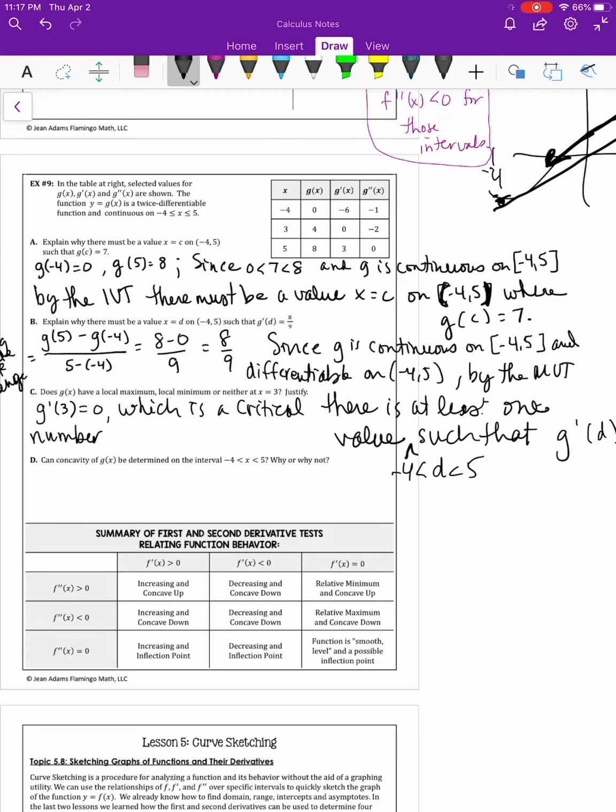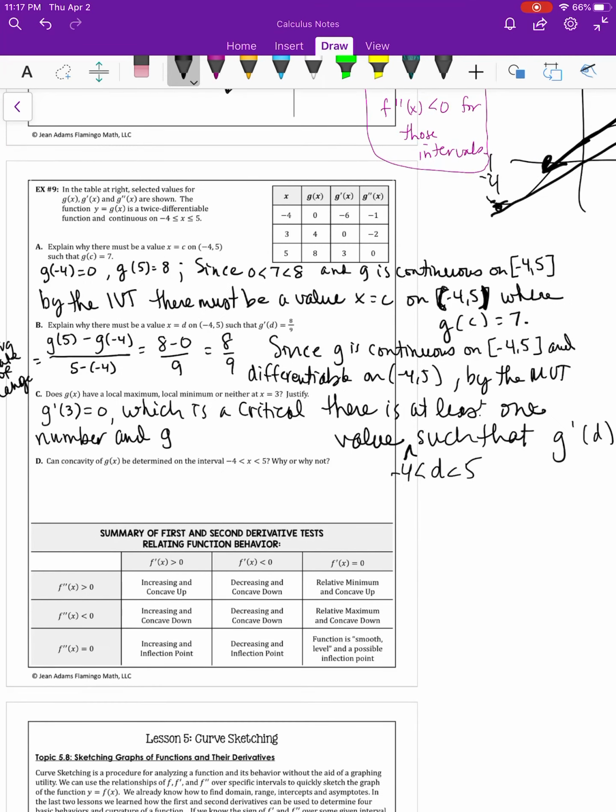number. So when you have a derivative that's 0, that's going to be a critical number. And if we look at g double prime at 3, if we look over there, g double prime of 3, I just wrote 4, sorry, it's -2. Glad I caught it. G double prime of 3 is negative. Okay, so that means it is concave down, right? So that means that we have a local maximum by the second derivative test.